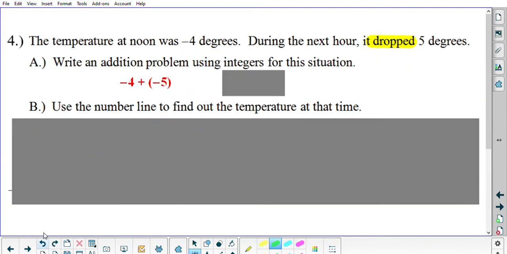All right, if you didn't do the number line yet on part B, now's the time to do it and hit pause on the video. Or maybe you messed up, because if your part A was wrong, then obviously your part B is going to be wrong.